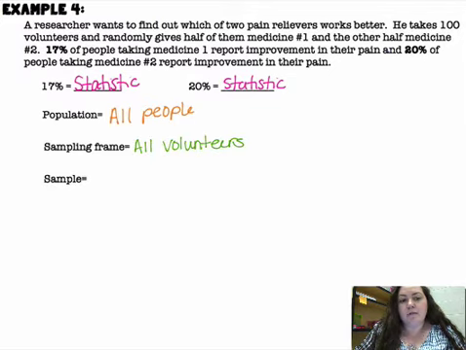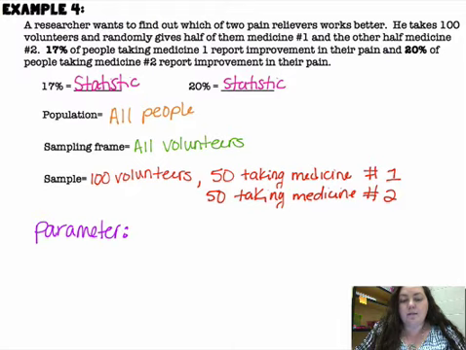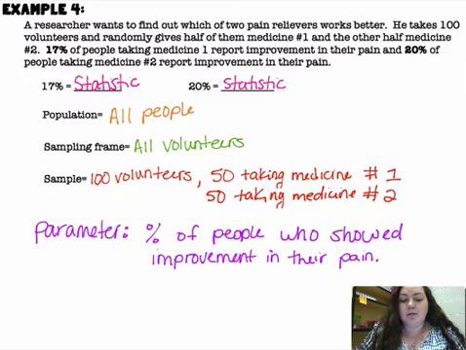My sampling frame was all volunteers. And then the sample was 100 volunteers, 50 taking medicine 1, and 50 taking medicine 2. My parameter of interest that I was looking at was the percent of people who showed improvement in their pain.